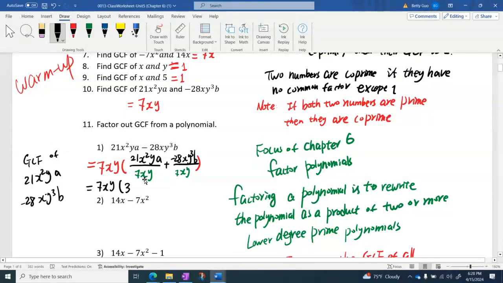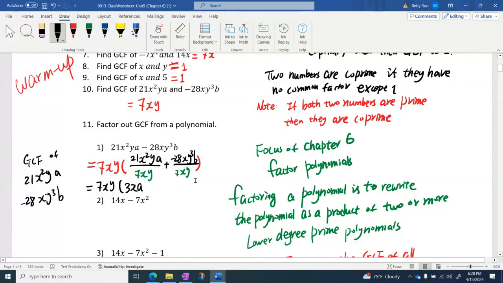X squared over x is x. Y and y over y cancel. Y over y is 1, so they cancel. And we would have an a in the numerator, so 3xa. That's the simplified form of the first term in the parentheses.